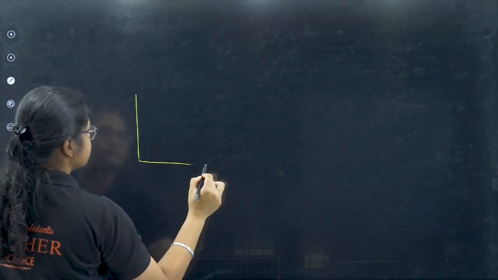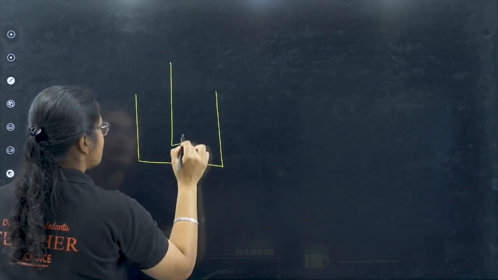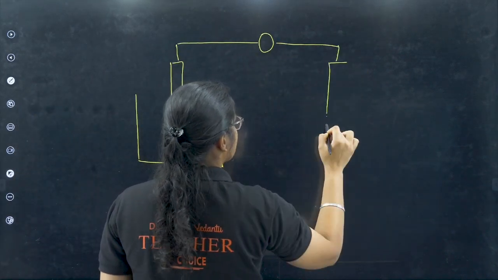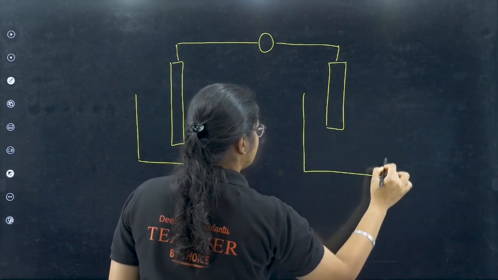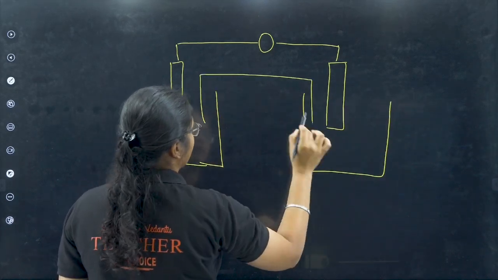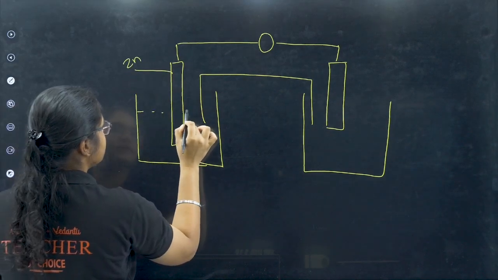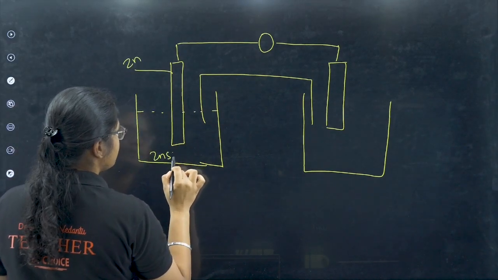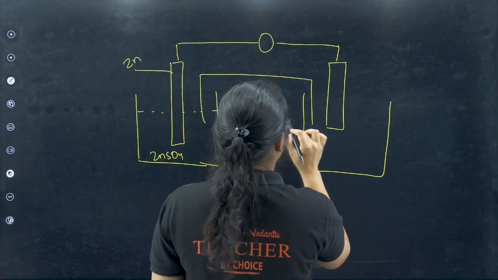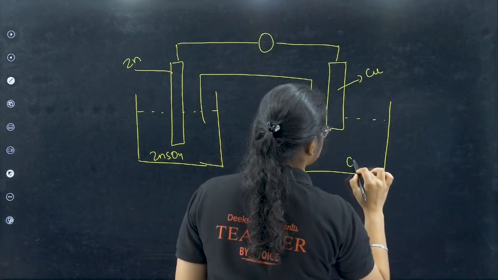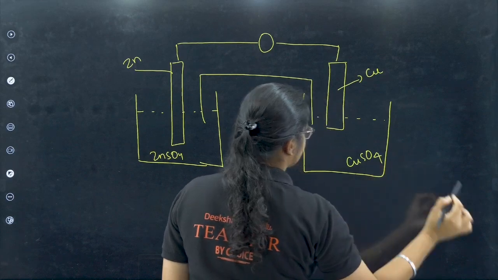If I construct this one, see, this is my galvanic cell, so easy to draw, right? I can just draw it in 1 minute. Salt bridge is there, which I am ignoring for now. What is this rod? This is zinc rod. What is this solution? This is zinc sulfate. I have here a copper rod, and here it is copper sulfate.